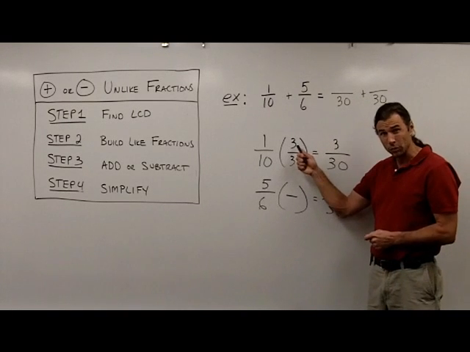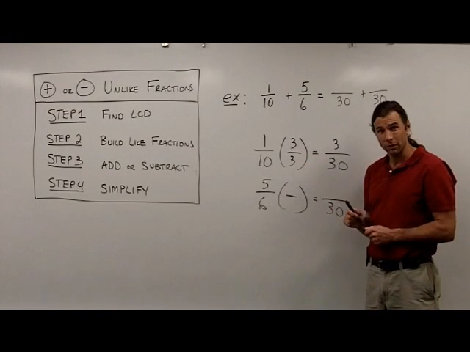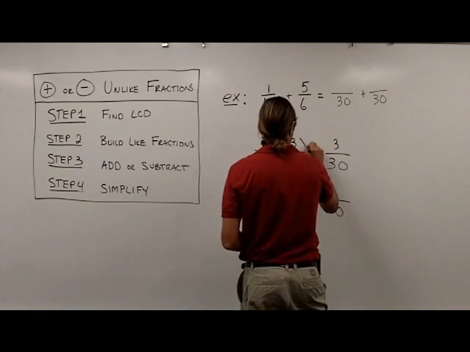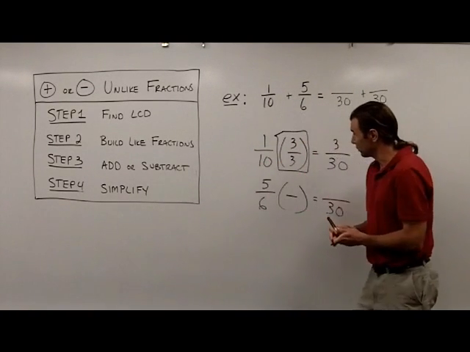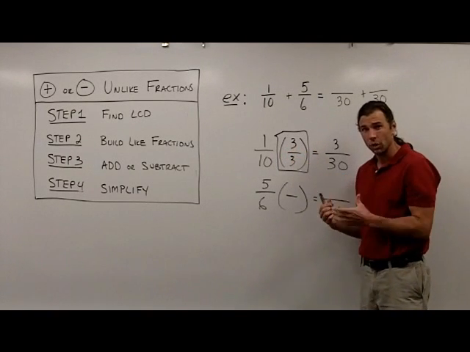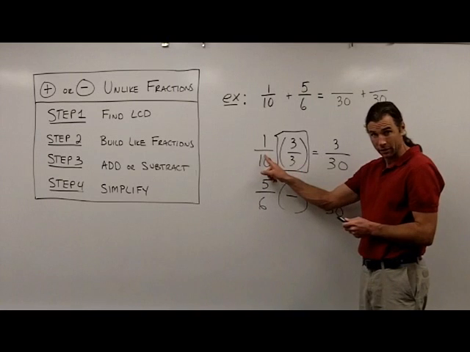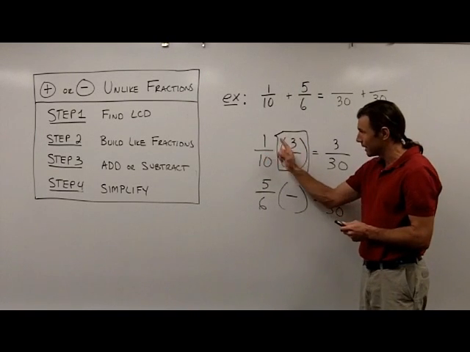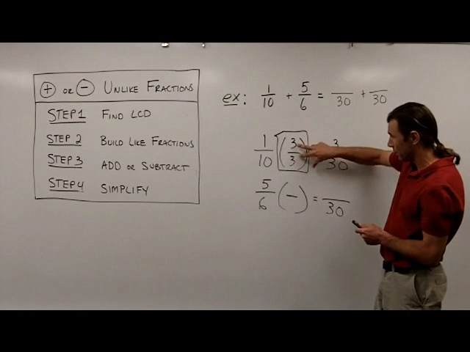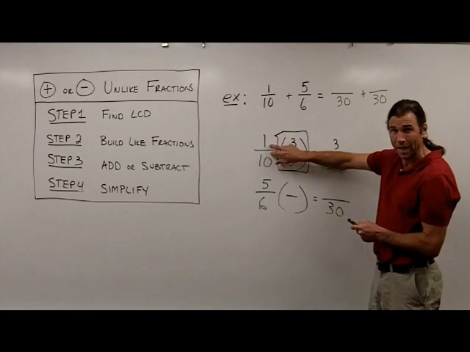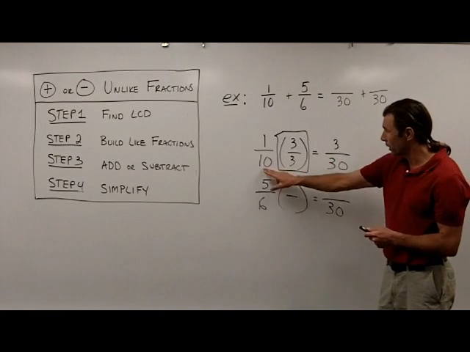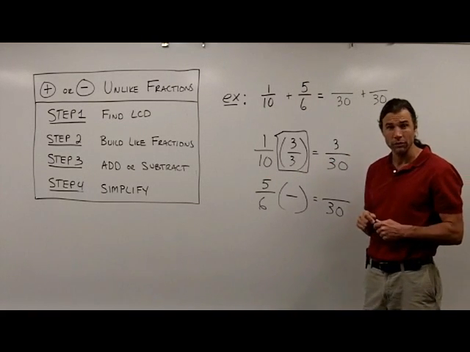The reason I need to multiply both the top and the bottom by the same number is so that I'm multiplying by 1. So here's a big fat 1 that I've drawn there. This fraction 3 over 3 is equal to 1. If I take 1/10 times 1, I am not going to change the value of 1/10. And so when I multiply by 3 over 3, I'm not changing the value of this fraction, I'm just changing the way that fraction looks. So 1/10 and 3/30 are equal in value.